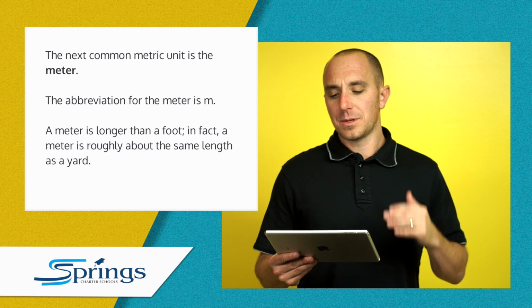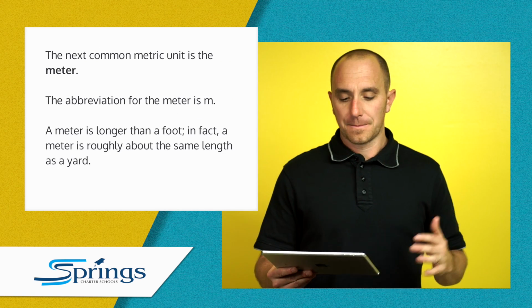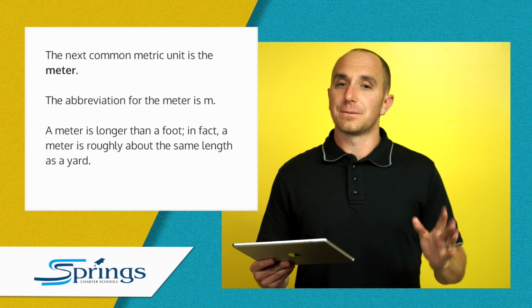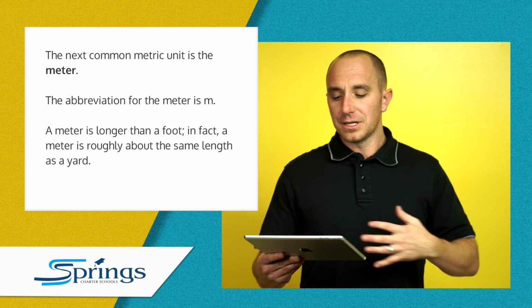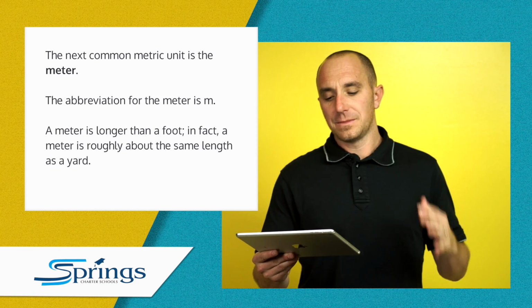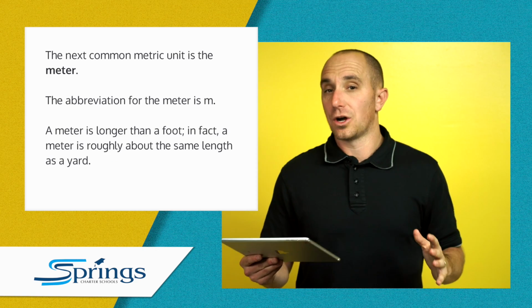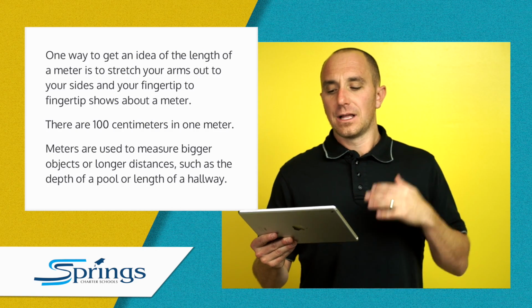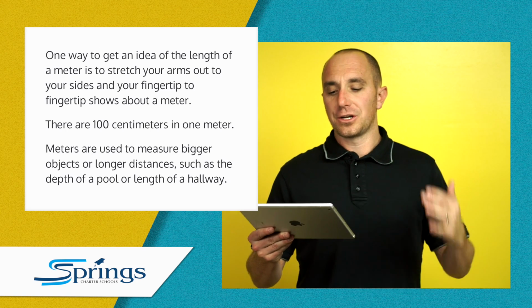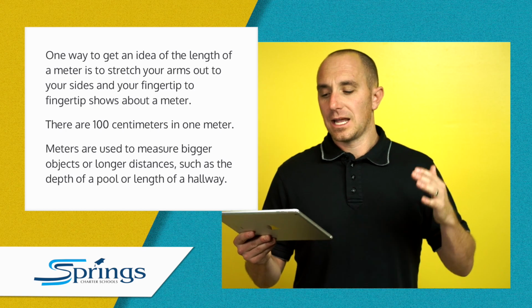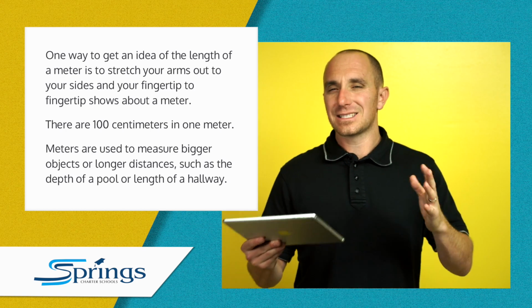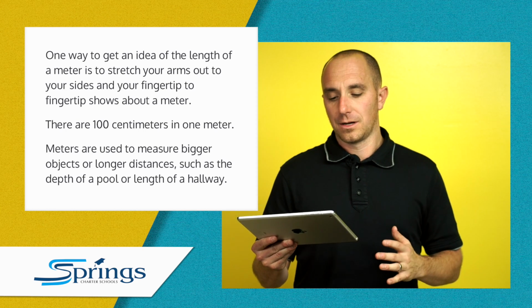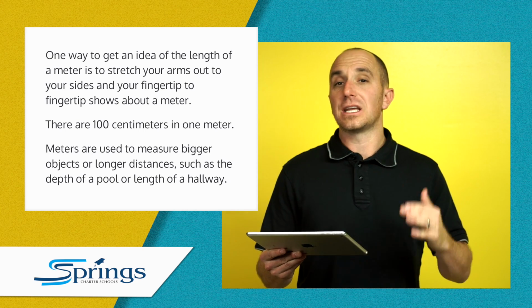Okay, the next common metric unit is the meter. So the abbreviation for meter is just simply m, and a meter is longer than a foot. In fact, a meter is roughly about the same size as a yard. It's actually a little bit bigger. So one way to get an idea of the length of a meter is to stretch out your arms from your sides and then go from fingertip to fingertip, and that's going to give you roughly about a meter. So there are 100 centimeters in 1 meter.